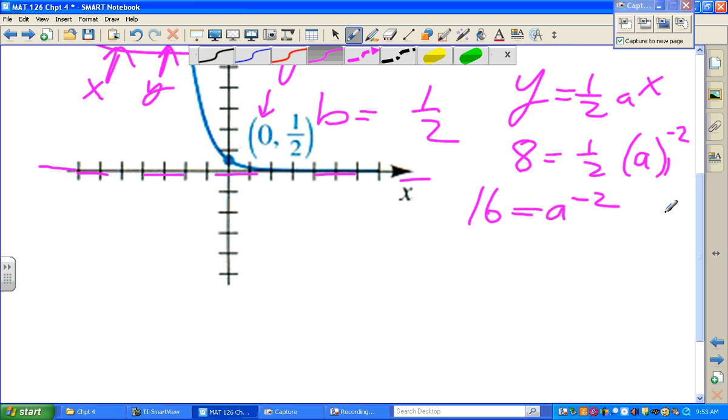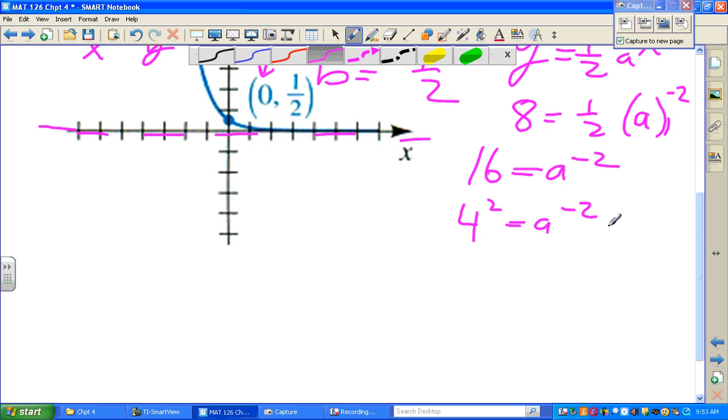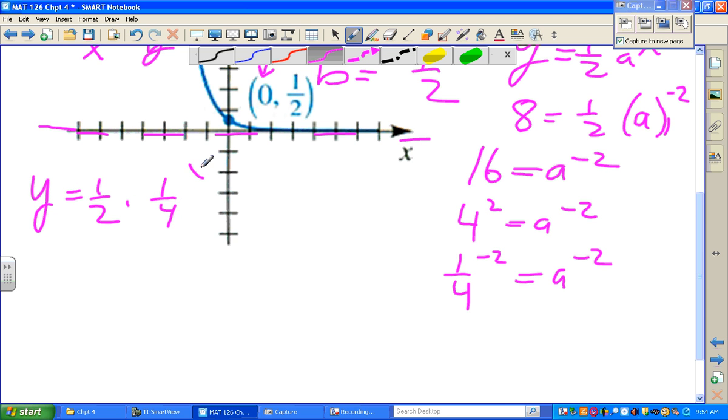Do you know if you set the exponents equal, you can also set the bases equal? It works both ways. Find whatever, like 16. Yeah, it'd be 4 squared equals a to the -2. But those aren't the same. I know. They're close though. How do you make the 2 into a negative on the left? Yeah, 1/4 to -2 equals a to the -2. So what's a have to equal? 1/4. I said 1/4. You said 1. Y equals 1/2 times 1/4 to the x.